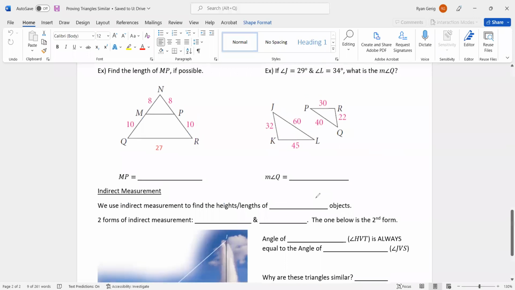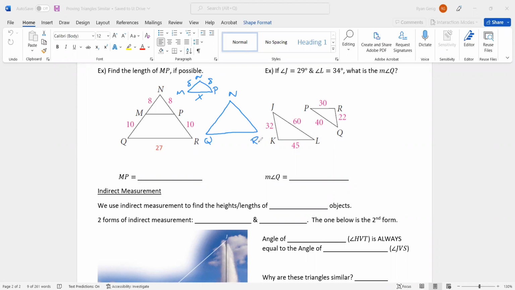Next one's tricky. Find the length of MP. Well, I've got two triangles, but one's sitting on top of the other one. So what I'm going to do is redraw the small one, NMP. I know that's 8. I know that's 8. We're looking for MP. I'm going to draw the bigger one, NQR.